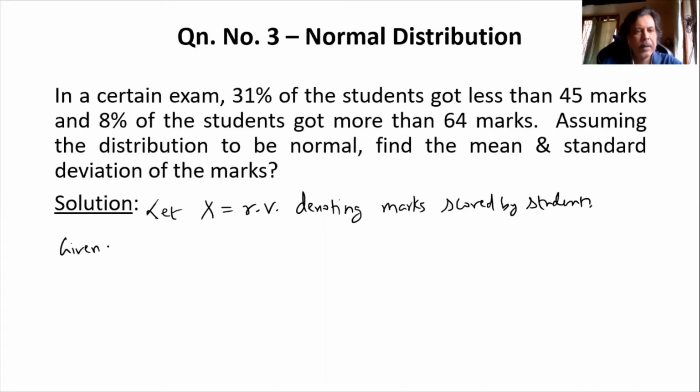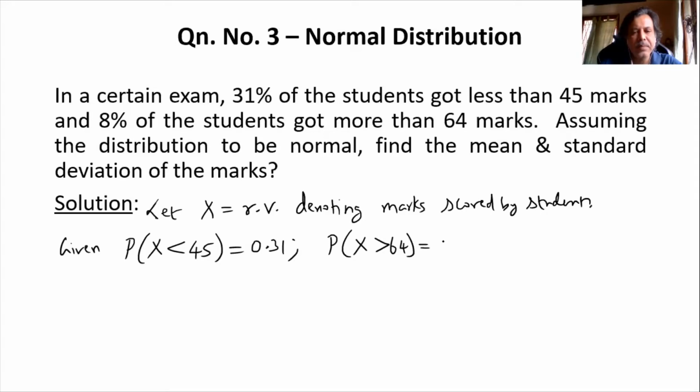Given in a certain exam, 31% of the students got less than 45 marks. Means given probability of X, what is X? It is the marks scored, less than 45. Less than 45. That is known to be 0.31. Then further, it is given the marks more than 64 is 8%. It means 0.08. Now, let us convert this to normal. Further it is given, let me write that also.